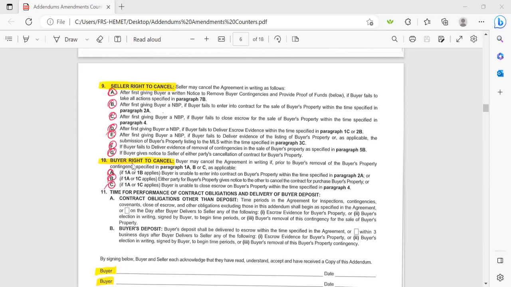So what's the buyer's right? Well, the buyer has the right to cancel if, prior to removal of buyer's property contingencies in 1A, B, or C, those are the three we talked about, are you in escrow and are you listed and those, buyer is unable to enter into a contract on their property within the time specified, or either party gives notice to the other to cancel the contract, or buyer is unable to close escrow within the time specified. So basically, if any of those timed performance contingencies are not met, the seller has the right to cancel on any of these, and the buyer has the right to cancel on these.